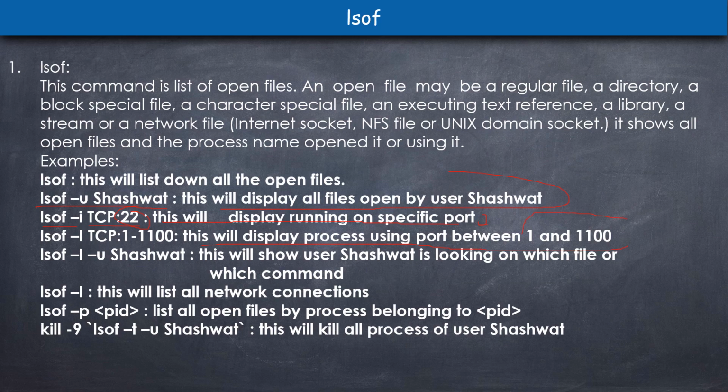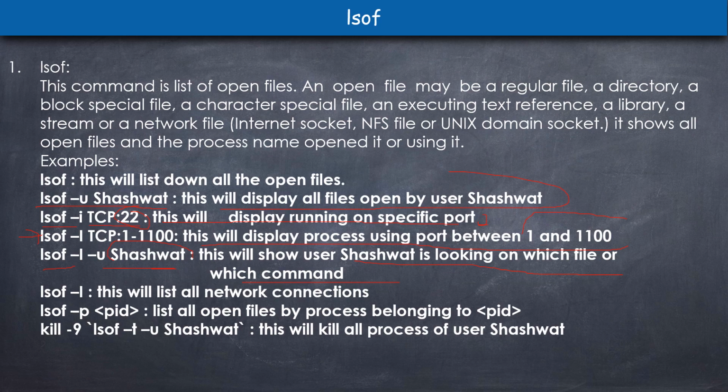Suppose you want to know which ports are open between 1 to 100, or 1 to 1000 or something, you can use this command. It will display all the processes that are using those ports. Then lsof -u Shashwat will show which files and commands user Shashwat is working with currently.